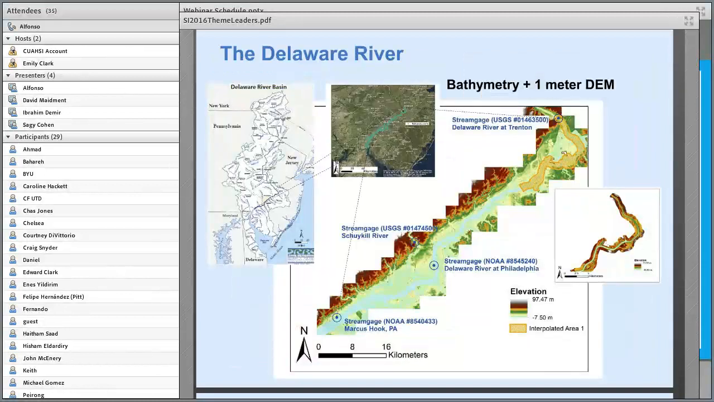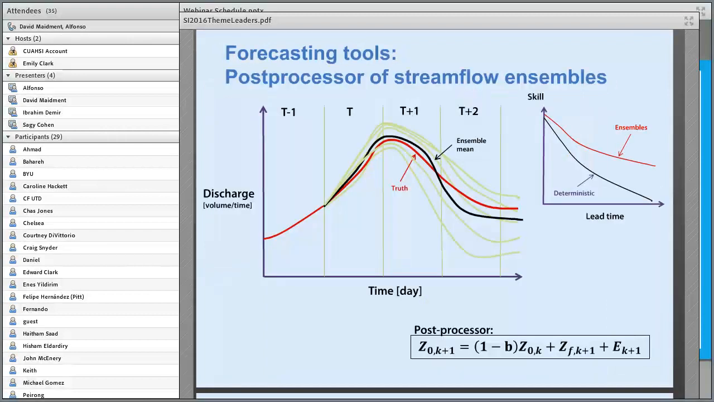We have already gathered some of the data for the hydraulic modeling. That's project 2. This has been done by one of my grad students, and we have the bathymetry, the 1 minute DEM that we blended, and we generated a sort of interpolated surface that we can now use with the hydraulic model. And we will plan to use this data in the Summer Institute.